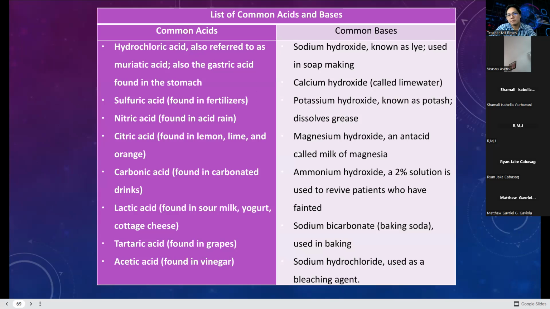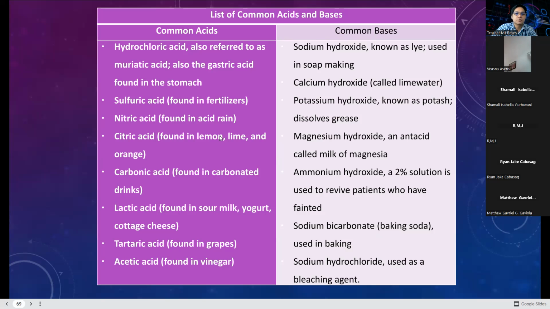These are the lists of common acids and common bases. We have common acids: hydrochloric acid, referred to as muriatic acid. Your muriatic acid is hydrochloric acid. Are you familiar with this? Grade 7, are you still with me? Okay. Your gastric juice or gastric acid is actually an acid found in your stomach.